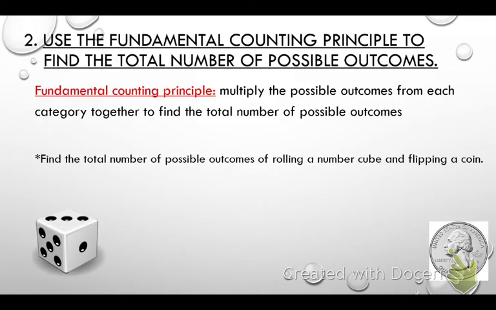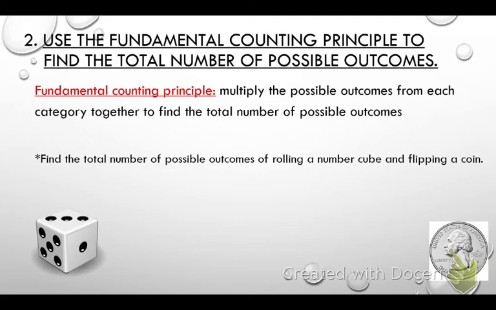All right, for number 2, I'm going to teach you kind of an easier way of doing what we just did, or maybe just a faster way. It says to use the fundamental counting principle to find the total number of possible outcomes. So with your red pen, I want you to fill in those 3 blanks there, fundamental counting principle. What it tells you to do with the fundamental counting principle is to multiply the possible outcomes from each category together to find the total number of possible outcomes.